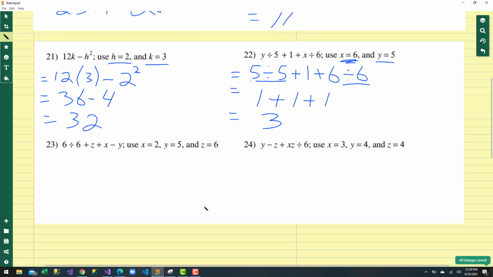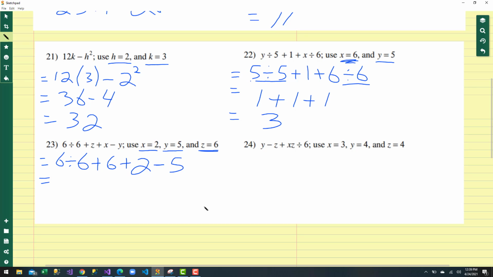All right, let's move on to number 23. I replace z. Now there's 3 variables. Remember, it looks like it's complicated, but apply the same process. Z I replace with 6, y with 5, x with 2. All right, so copy the rest of it down. 6 divided by 6, let's bring that down here. Plus z, which is 6 over here. Okay, plus x, which is 2, minus y, which is 5.